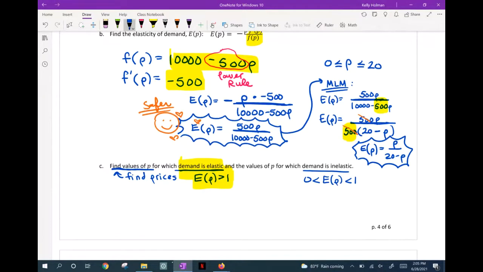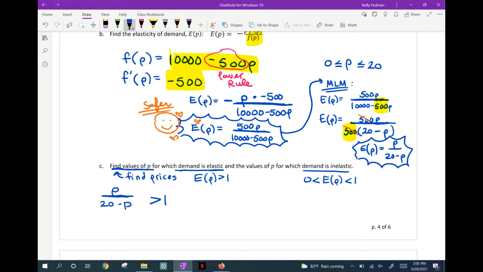Something is elastic if the E of P calculation is greater than 1. So what we're going to do is replace this E of P calculation with the rule that we got up there. So how do we find E of P? We do 500P, or you know what? Since we did all the work to simplify, we might as well use the simplified one. That's probably nicer. It doesn't matter which one you use. You can use either of these.